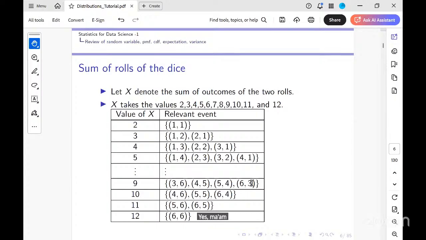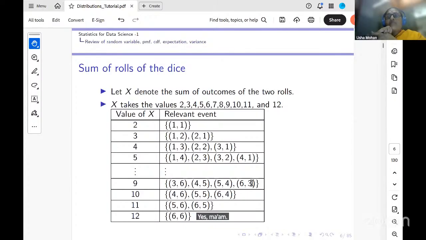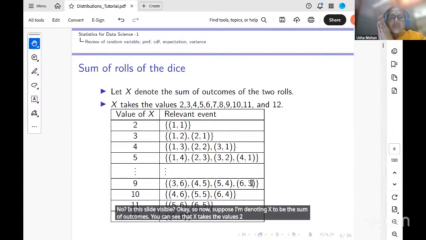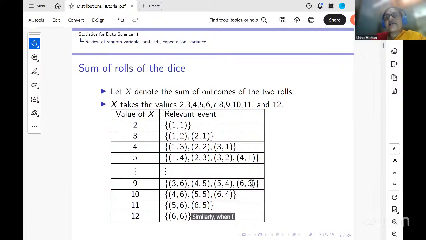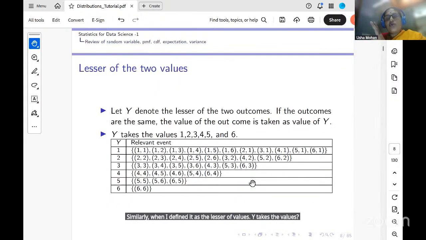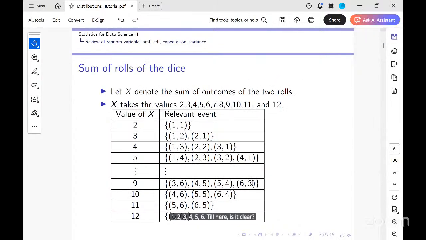So now suppose I'm denoting x to be the sum of outcomes. You can see that x takes the values 2 to 12. Similarly, when I define y as the lesser of values, y takes the values 1, 2, 3, 4, 5, 6. Till here, is it clear?